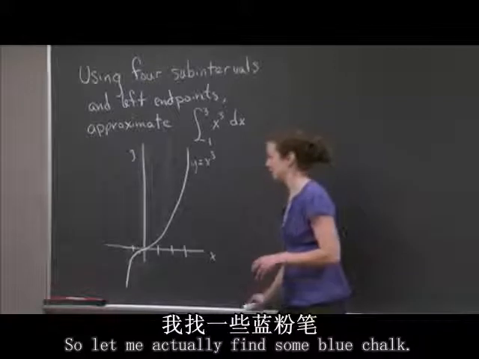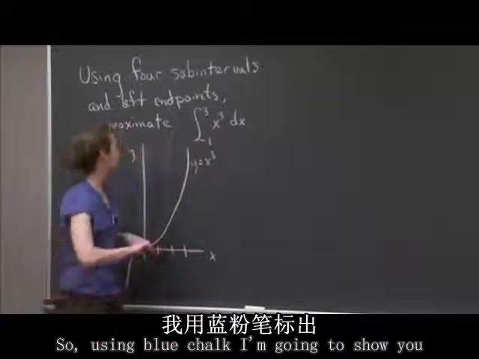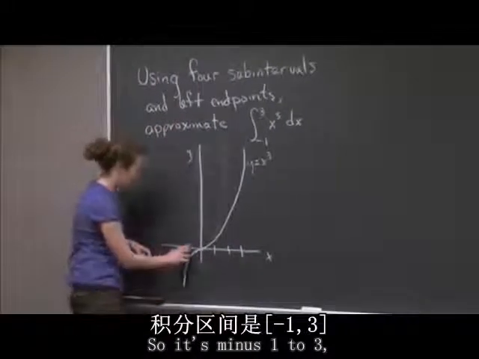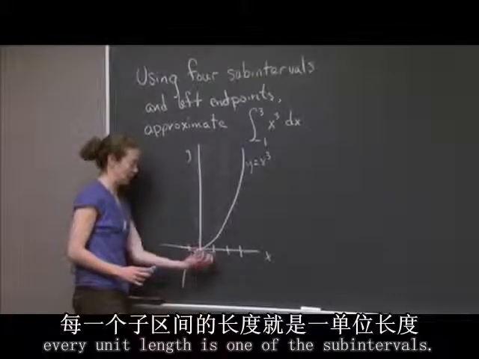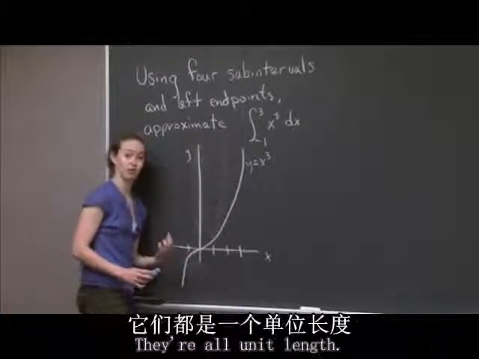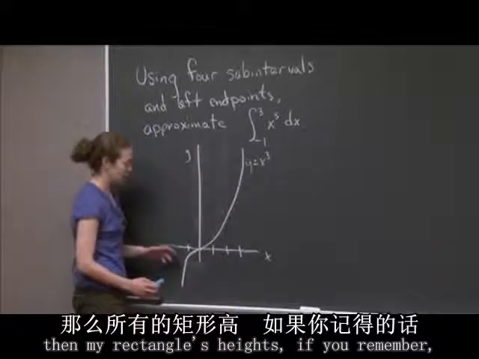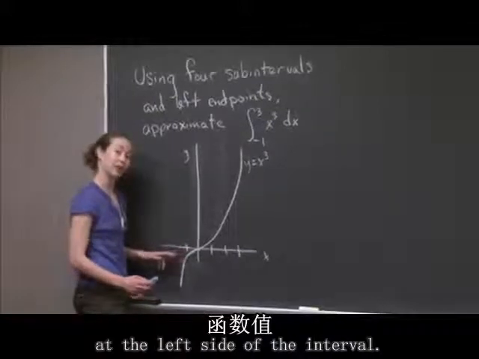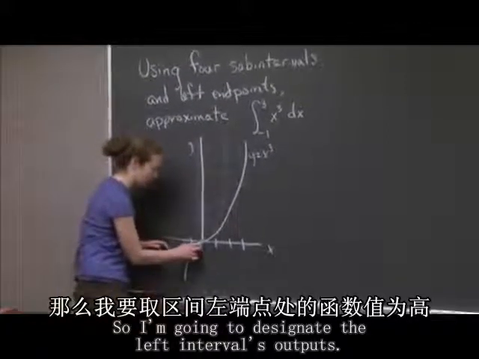So let me actually find some blue chalk. Excuse me. So using blue chalk, I'm going to show you where the 4 subintervals and the left endpoints are. So it's -1 to 3, so I've conveniently done it so we have every unit length as one of the subintervals. They're all unit length. And if I want left endpoints, then my rectangles' heights, if you remember, are going to be the output at the left side of the interval. So I'm going to designate the left endpoints' outputs.